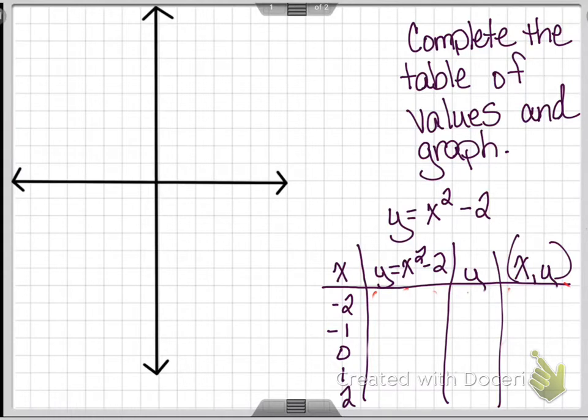Another thing that we do a lot of in this class is we look at tables of values. Graphing using a table of values is not the most efficient way to graph, but it does give us an idea of what's happening when we graph. It gives us an idea of what we're graphing. This particular equation, y equals x squared minus 2, is a parabola. It's not a line. It's a parabola.